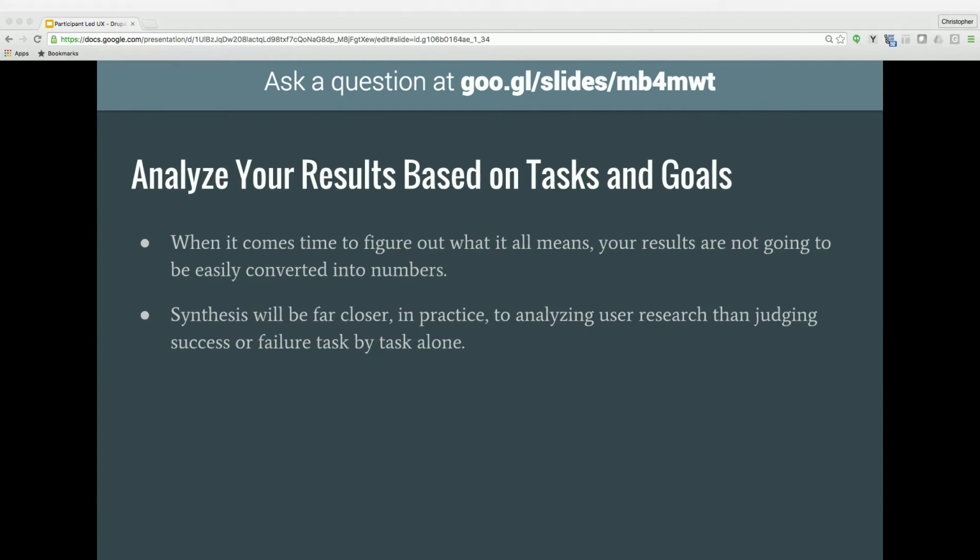Synthesis will be far closer in practice to analyzing user research than judging success or failure on a task-by-task basis. So you're going to spend a lot of time with a lot of soft, squishy feedback that you're going to need to make sense of, and that's normal. That's how this is going to work.